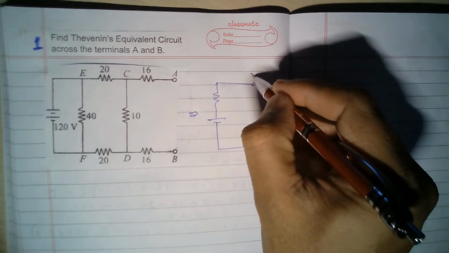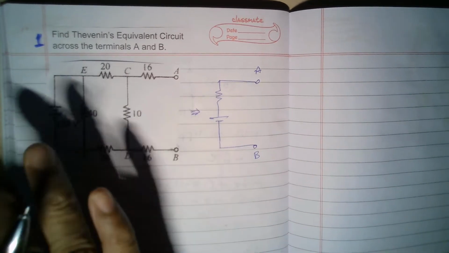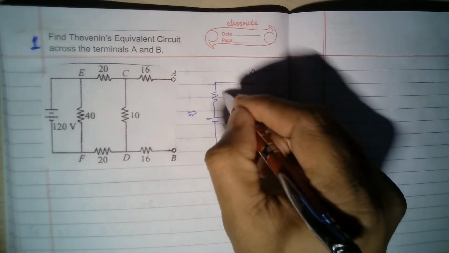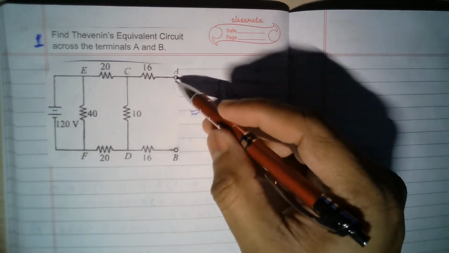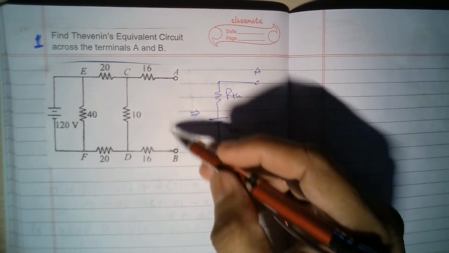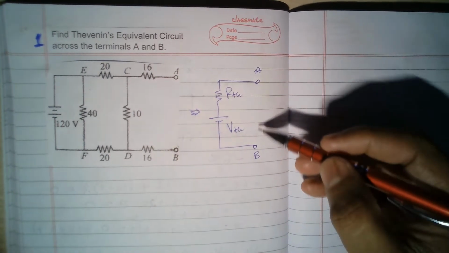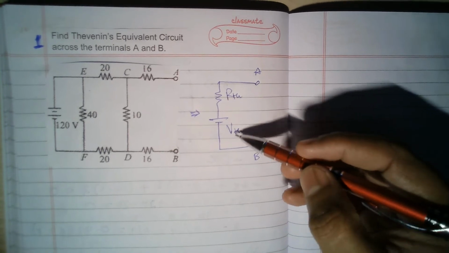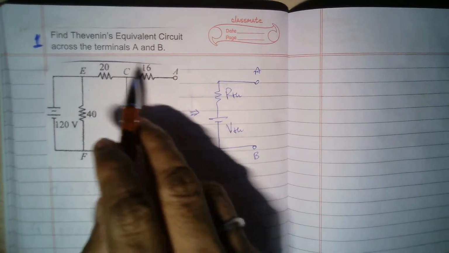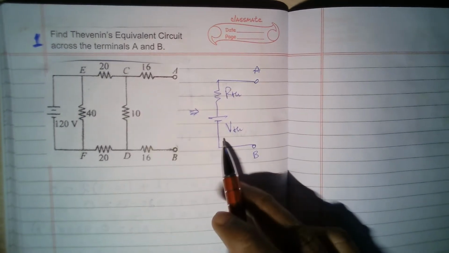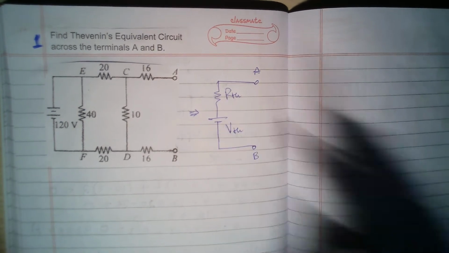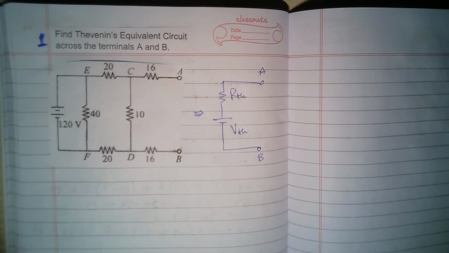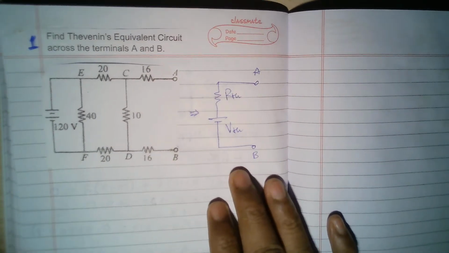In all respects, the left side circuit and the right side circuit should behave exactly the same way. If I connect a 10 ohms resistance here, how much current will it take? If I connect a 10 ohms resistance here, the same current it will take. So we need to choose the values of VTH and RTH in such a way that this entire circuit is replaced by a simple voltage source in series with a resistance. That is the whole concept of Thevenin's equivalent circuit. Anyway, this problem I'm going to solve.